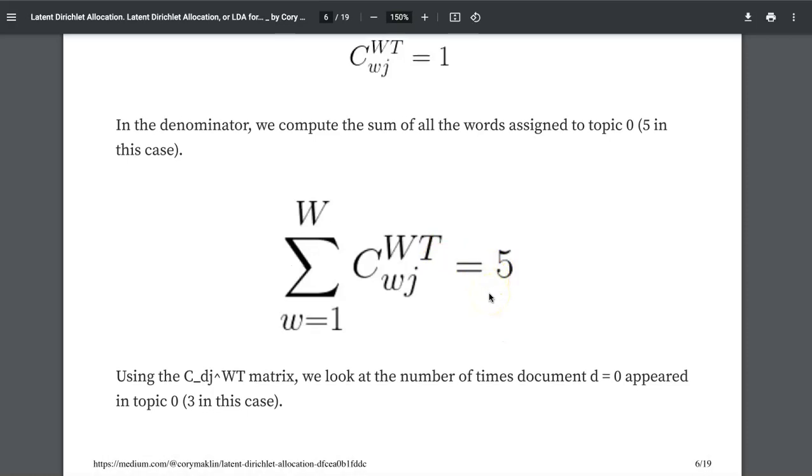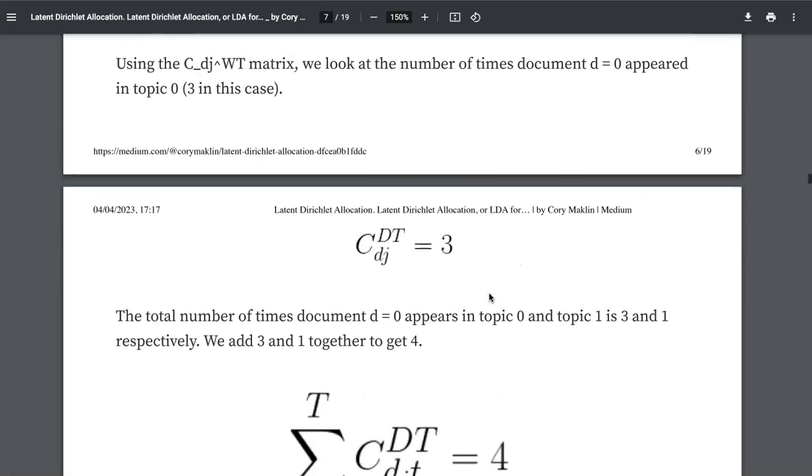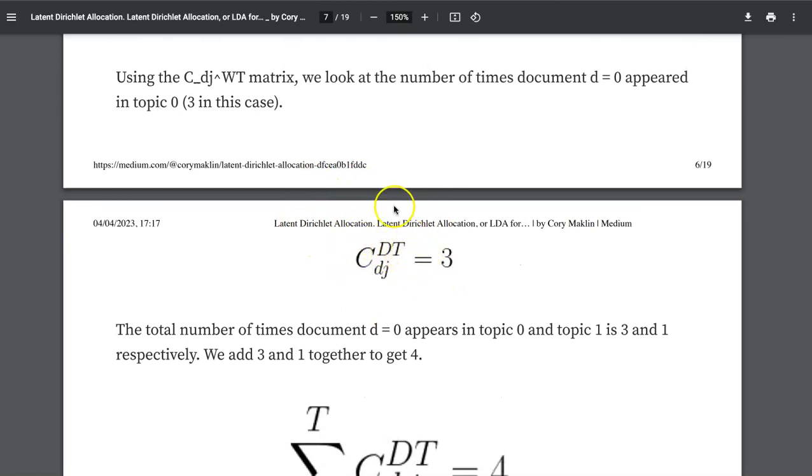Okay, so the first part is done. The next part is that you need to calculate the document topic matrix term.